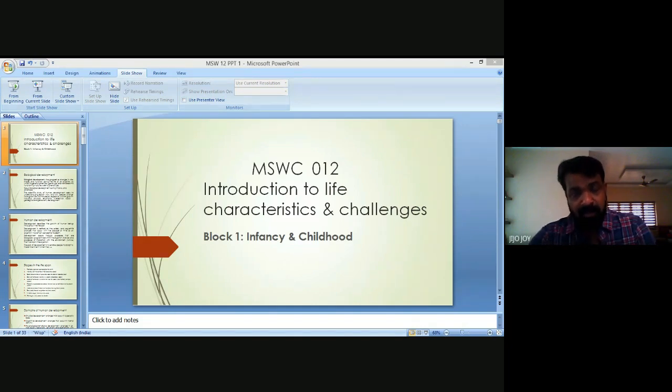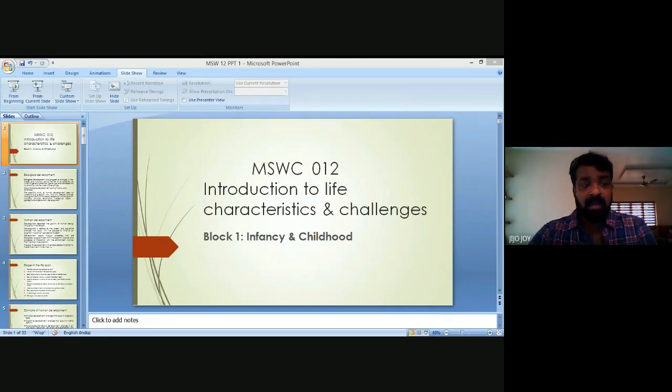So we have to identify the problem that happens in each stage, and help the client or the baby, whoever it may be, to solve the problem in that stage itself. Otherwise, the person will face a lot of challenges throughout the lifespan. So we should not leave them with the problem. We have to help them address and adjust to the problem in each stage. That's why we are dealing with this stage by stage. There are a lot of developmental tasks in human development.